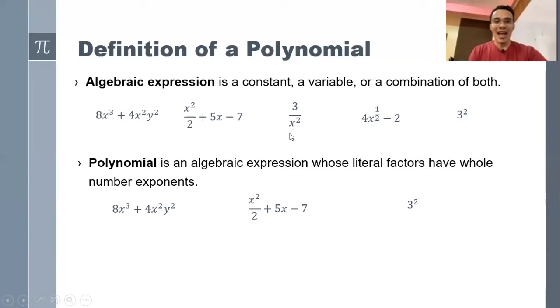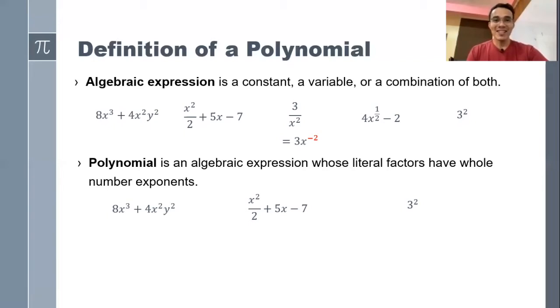3 over x squared can be written as 3x raised to negative 2. Notice here that the exponent of x is a negative number. And a negative number can never be a whole number. That's why this is not considered a polynomial. What about 4x to the 1/2 minus 2?